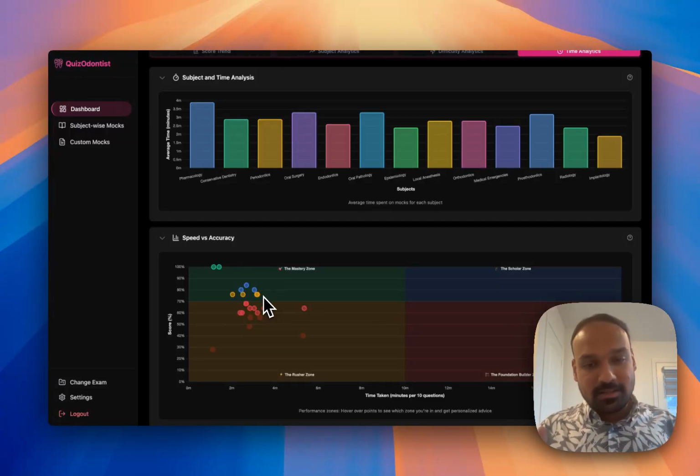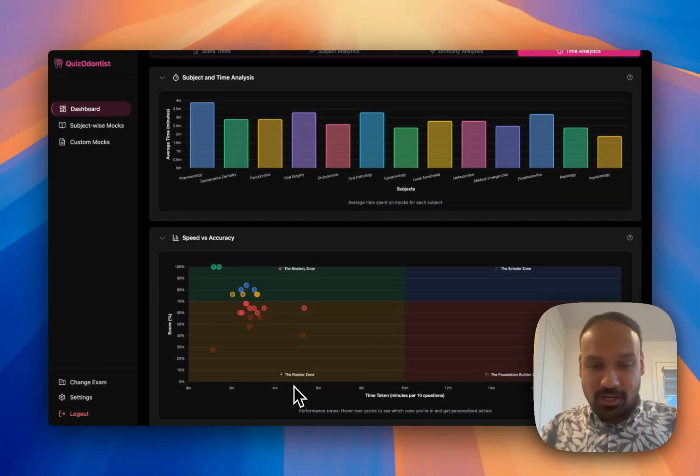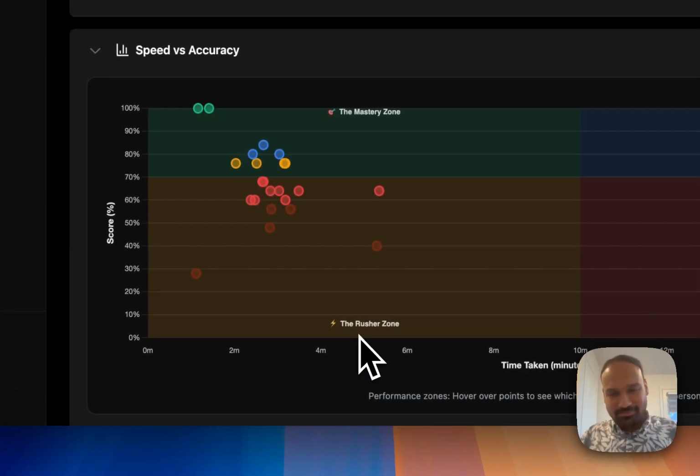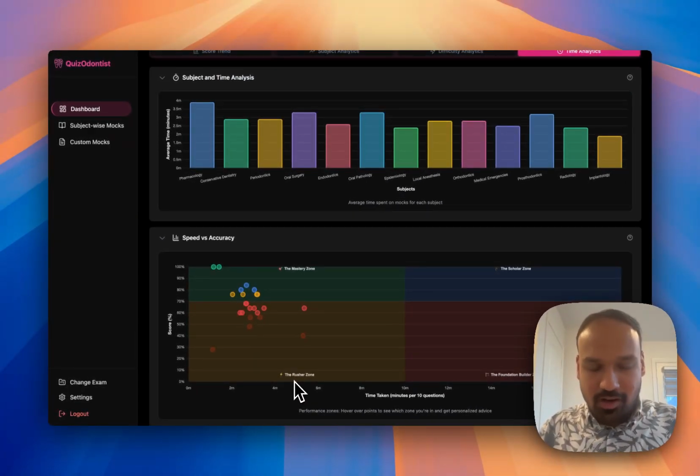And that's pretty much it. This is the trifecta of AFK prep. With topic analytics, you know what to study. With difficulty analytics, you know how deep your knowledge is. And with time analytics, you know how efficiently you can apply it. You're no longer studying blind. You're strategizing. You're no longer guessing. You're executing a data-driven game plan.